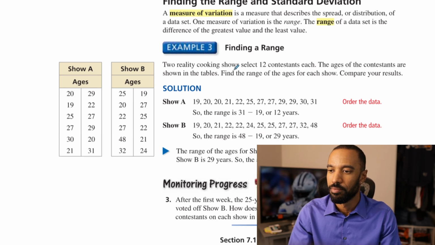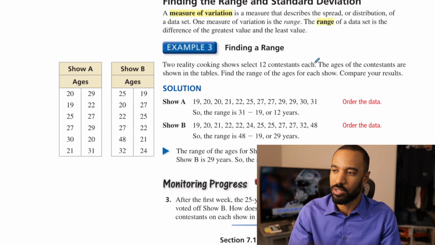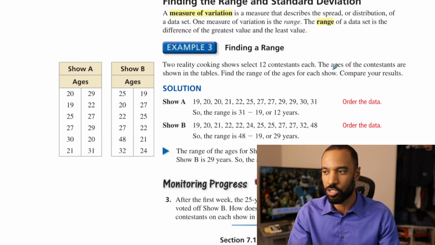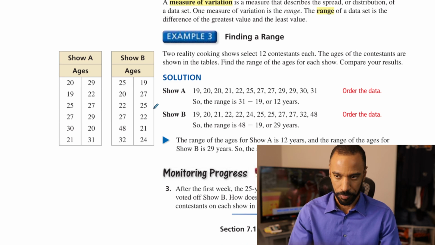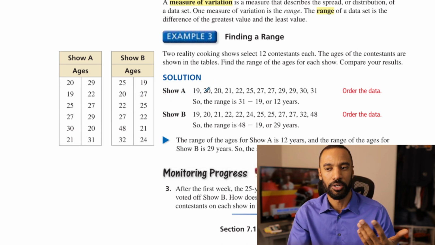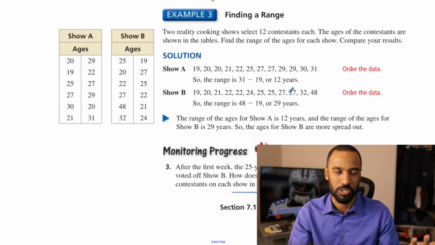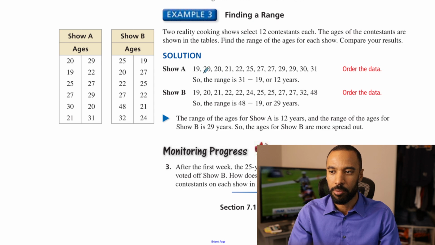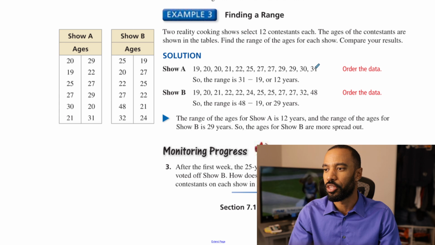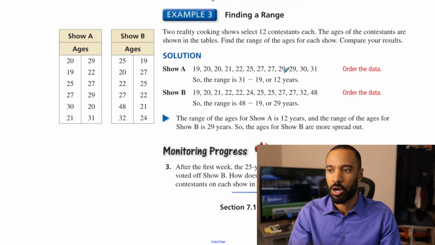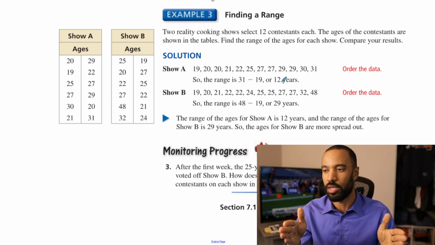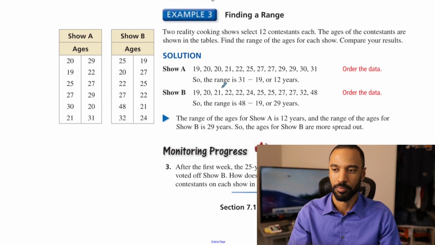Let's do their example. 2 reality cooking shows select 12 contestants each. The ages of the contestants are shown in the tables. Find the range of the ages for each show and compare your results. This is another one where writing them in order is really good to do. That's why I said it's really nice to write them in order anyway, despite the median. In show A, you rewrite them in order. 19 is the youngest age, and 31 is the oldest age. Their range is 12 years. From the youngest to the oldest age, they're 12 years apart.